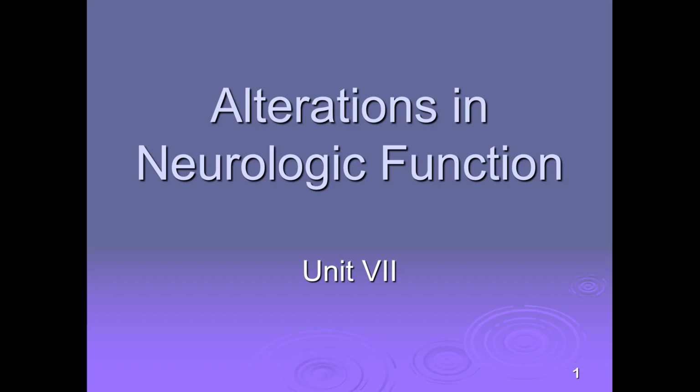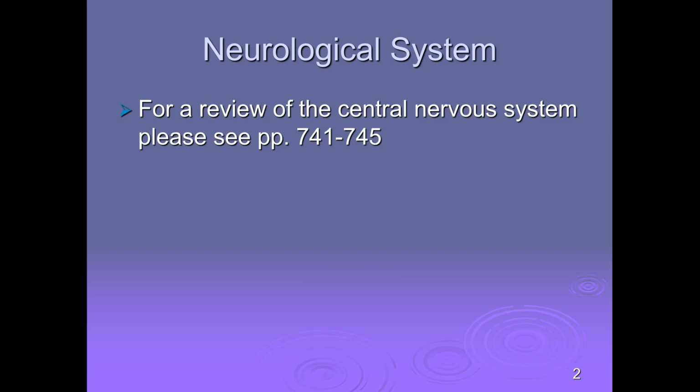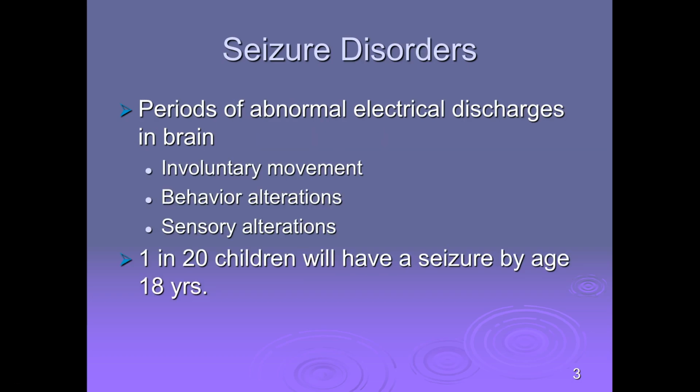All right, so this is the Neuro Podcast, Unit 7. And if you want to review the neurosystem on your own, you can go in the book. It gives a nice overview of the neurosystem and the differences in pediatrics and adults.